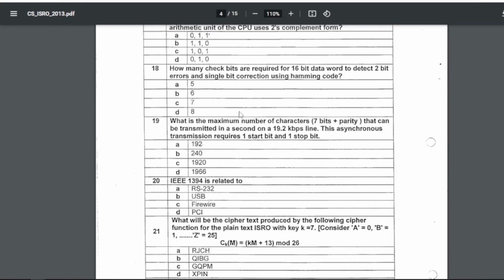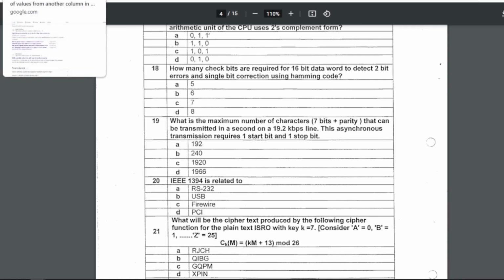Now question number 18 is how many check bits are required for a 16-bit data word to detect 2-bit error and single-bit correction using Hamming code? So for 18, if you solve this, you will get the answer as 6, that is option B. For error detection, D plus 1 bits are required, and with D equal to 2, bits required equals 3. For error correction, 2D plus 1 bits are required, and with D equal to 1, bits required equals 2 into 1 plus 1, so that will be 3 total bits. So 3 plus 3, you will get 6 as the answer here.